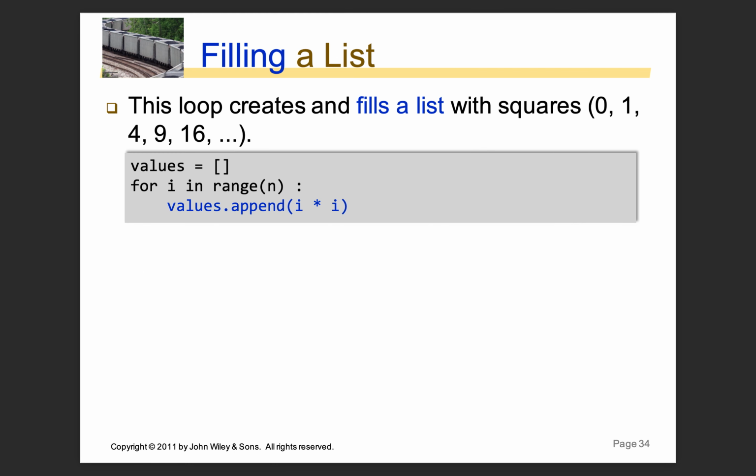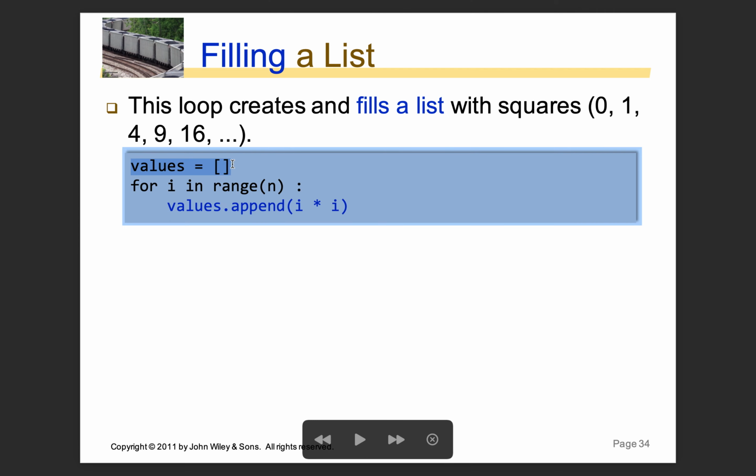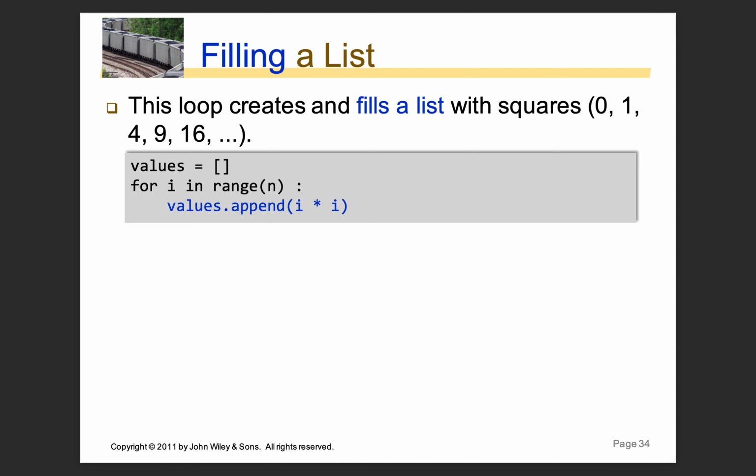Okay, so filling a list. This loop creates and fills a list with squares: 0, 1, 4, 9, 16. We define the empty list, values equals empty list. And then for i in range(n), so as many elements as we want, values.append(i * i). Initially i is 0, so we append 0 times 0, which is 0. So our list now contains, at index 0, the value 0.